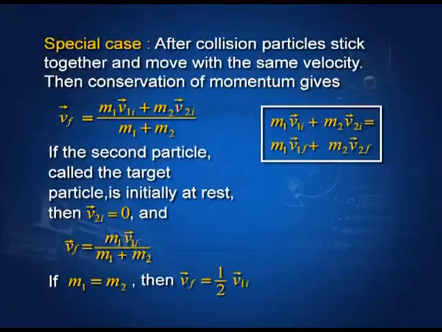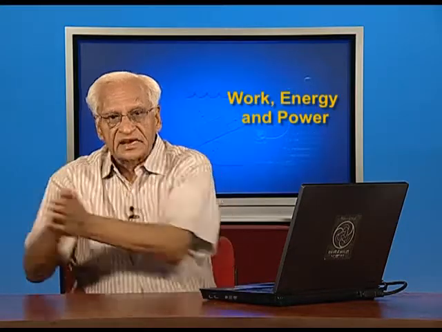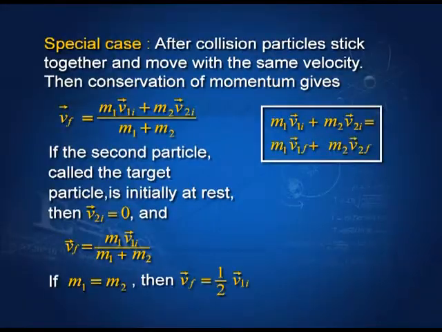In this special case, you can consider collision between particles which stick together, that is, they collide and then they stick and then move as one particle, and for them you can see the final velocity of the two particles is the same, and therefore, from the conservation of momentum, we can find that this final velocity is equal to m1 times the initial velocity of particle 1, plus m2 times the initial velocity of particle 2, divided by the total mass of these two particles.